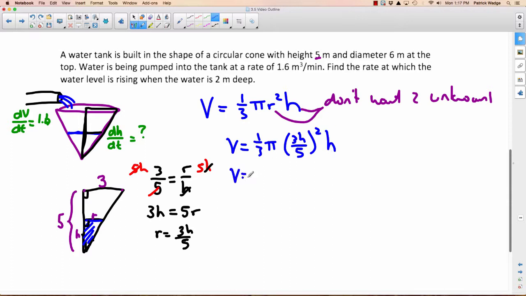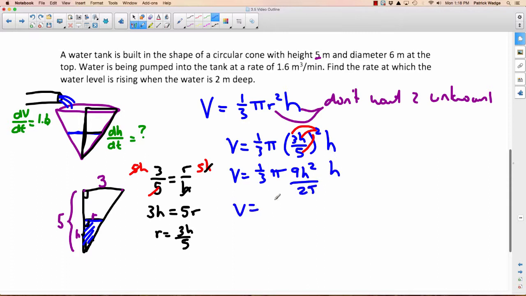I know it looks more complicated, but the good thing about it is we only have one unknown letter on this side now, just the H. So you're going to have to spread the love here. This 2 goes to the 3, the H, and the 5. So what's that give us? That gives us 9 H squared over 25 times H.